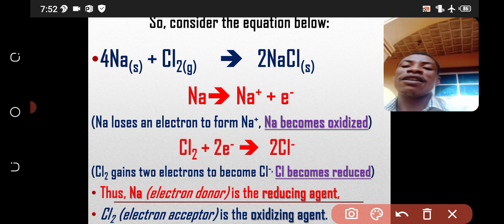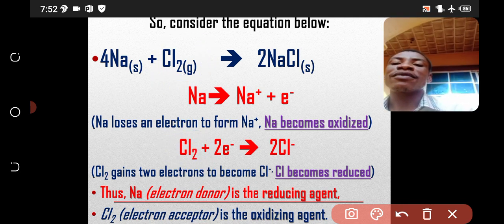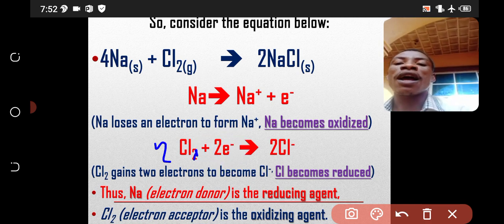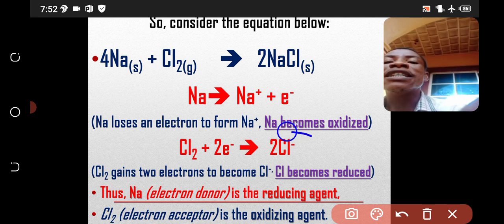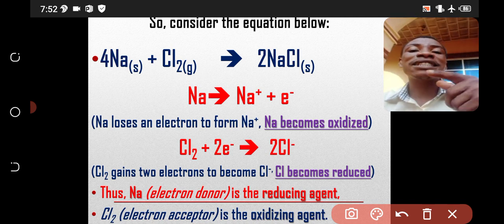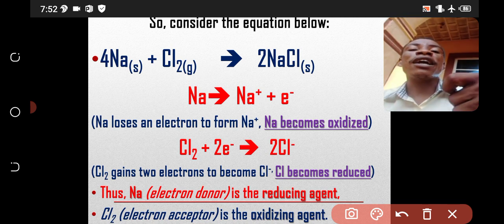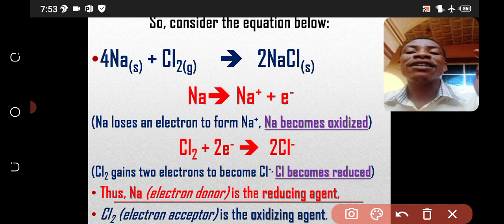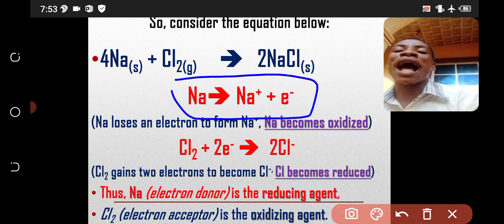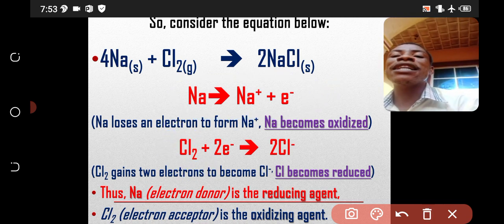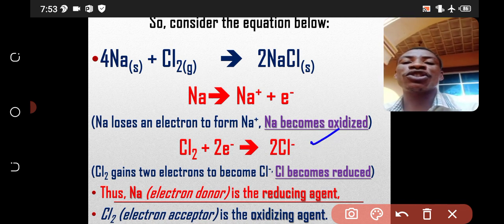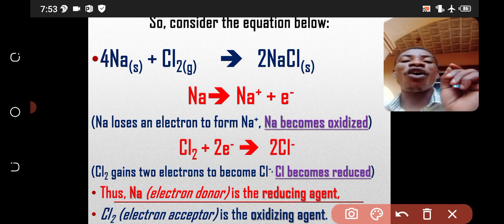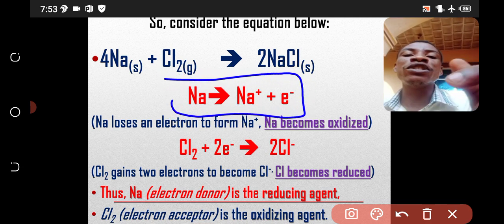Whereas chlorine, that is a neutral element here, supposed to be 2Cl now, not Cl2. So Cl2 accepted 2 electrons to become Cl minus. So when you become a negative ion, you know what that means. You accept electron. You can only become a negative ion by accepting electron, and become a positive ion from a neutral atom by losing electron. So Na lost electron and became Na+. That's oxidation. Chlorine gained 2 electrons and became Cl minus. That's reduction. So now the electron acceptor is the chlorine. That is the oxidizing agent. Electron donor, that is the electron loser, is sodium.